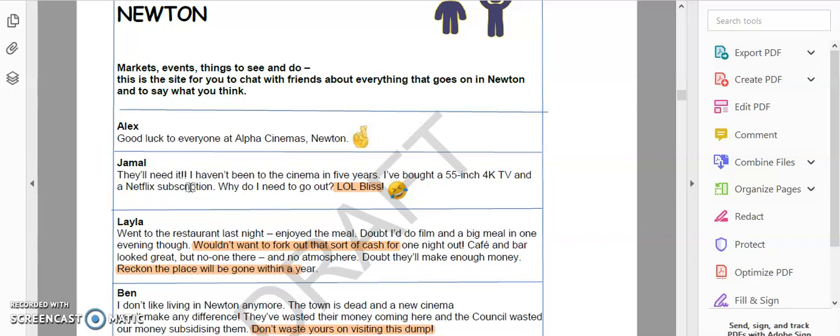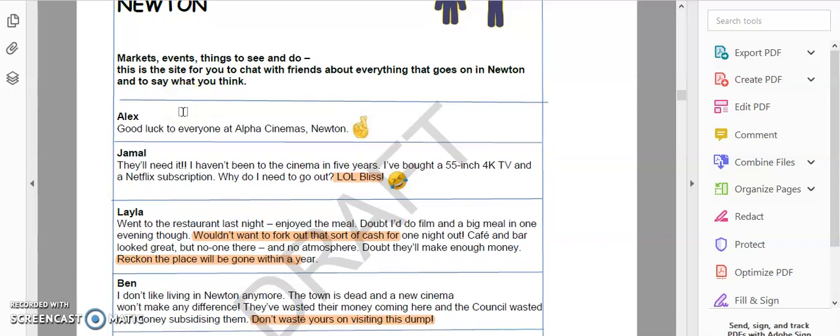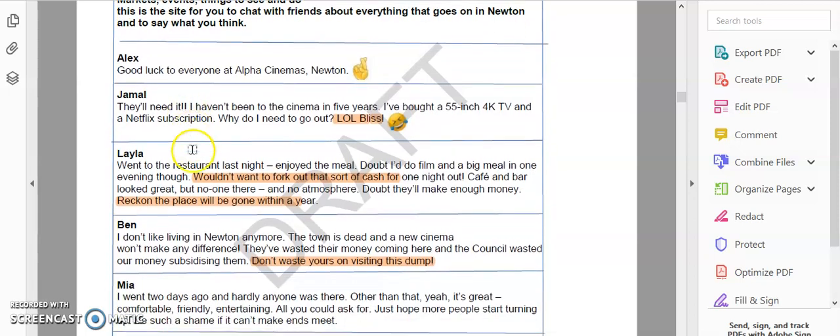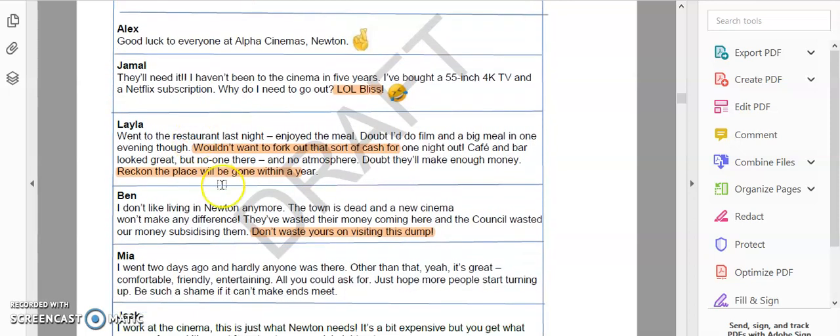Okay, so the key ideas from document 2, that it's a really pleasant experience. I mean, we can sort of compare that with Mia's experience, can't we? She says, other than that, yeah, it's great, comfortable, friendly entertainment. Well, that compares quite nicely with what the review was saying about how lovely the surroundings are.